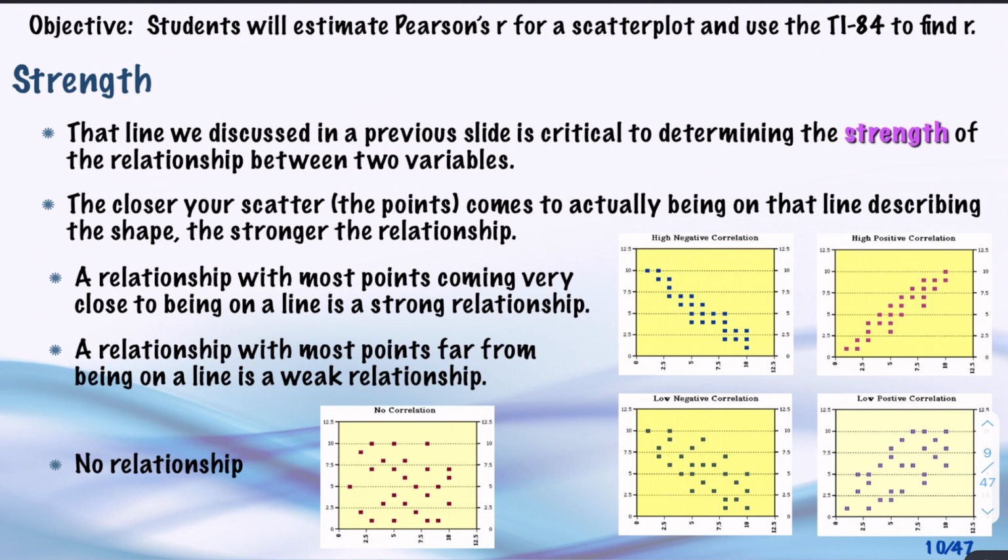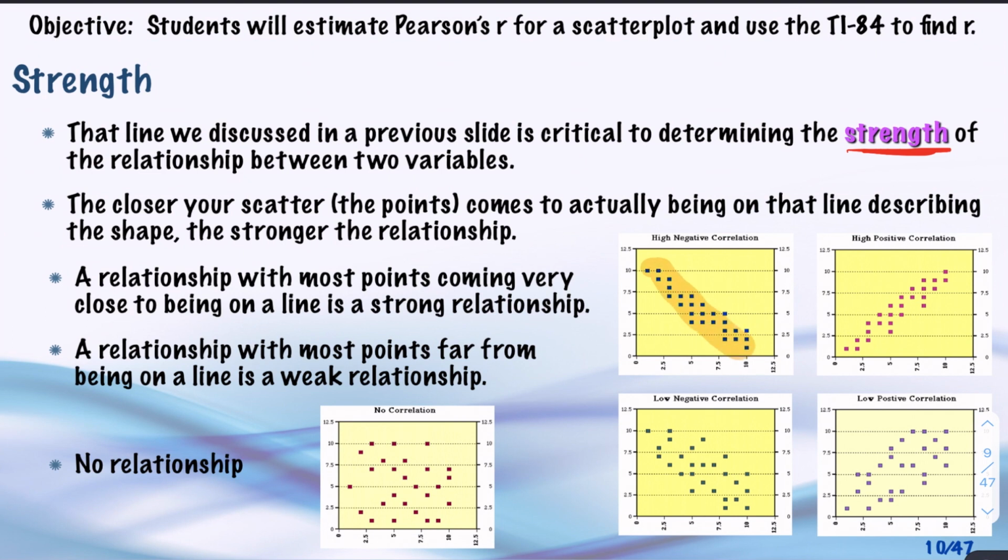So we've talked about the direction. We've talked about the shape. Direction is either positive or negative. Our shape is linear or curvilinear. How about the strength? What do we mean by the strength of our association? Notice that the line we discussed in the previous slide is critical in determining the strength of the relationship between 2 variables. The closer your scatter comes to actually being on the line describing the shape, the stronger the relationship.